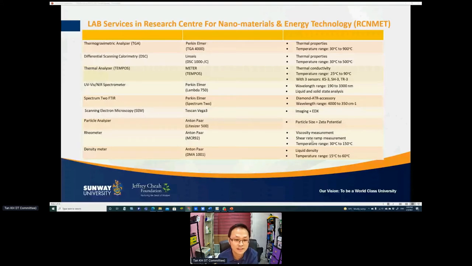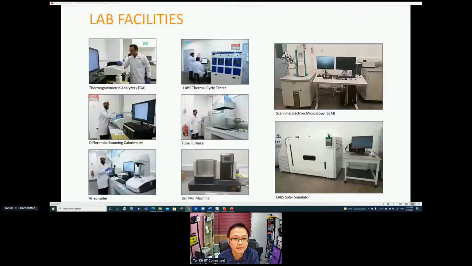All right, I'm just going to give a brief introduction on our research centers. We provide various lab services, as you can see from the slide here. From time to time, if any of you feel interested in using our lab services, kindly contact me. And of course, collaborations are always welcome. This is the overview of the lab facilities that you can have a look at.